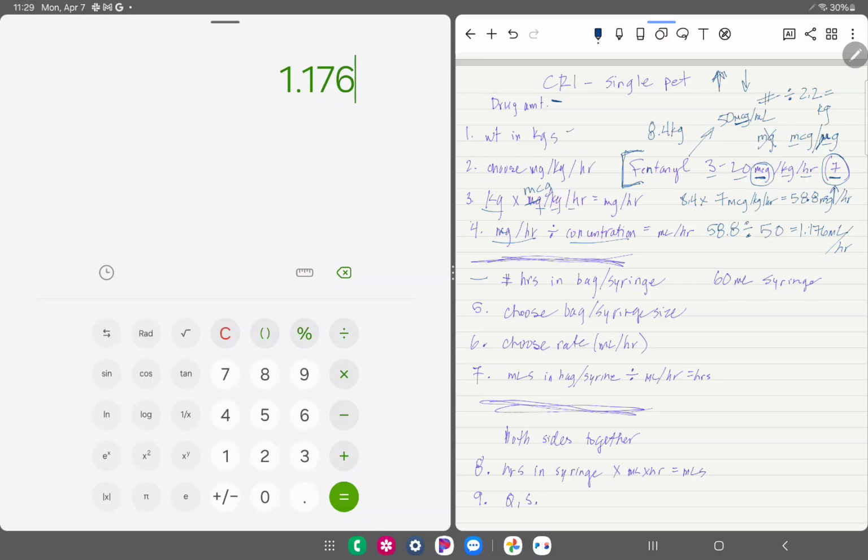So the next part, number of hours in the bag or syringe. So I figured we would pick a syringe this time. Last time we picked a bag. Well, let's just pick a syringe this time so we can see what that kind of math looks like. And if I have a 60 mil syringe, and I'm going to run this, maybe I can only get 4 hours out of this syringe, and that's okay.